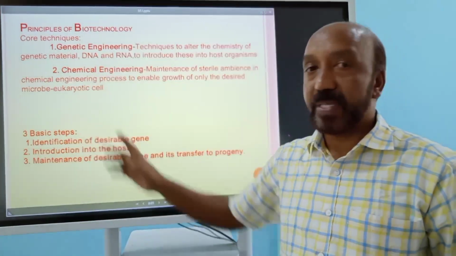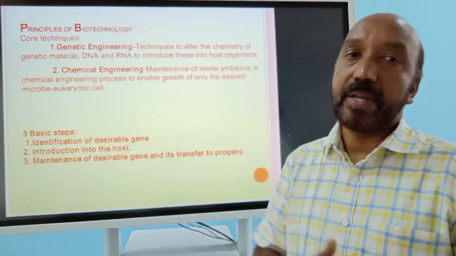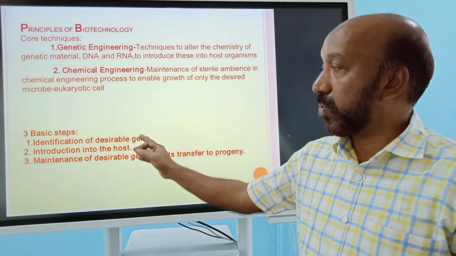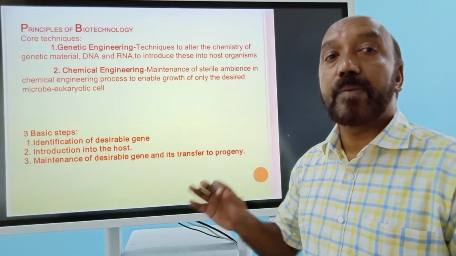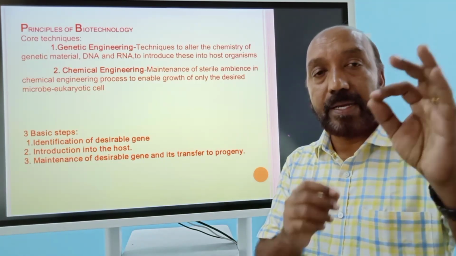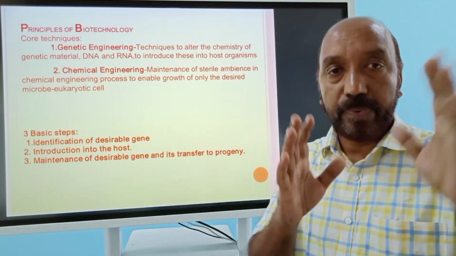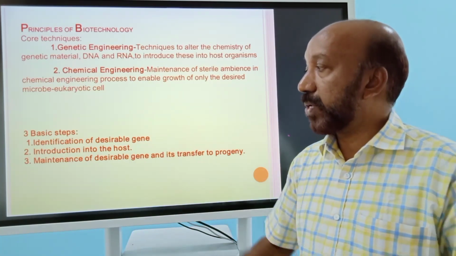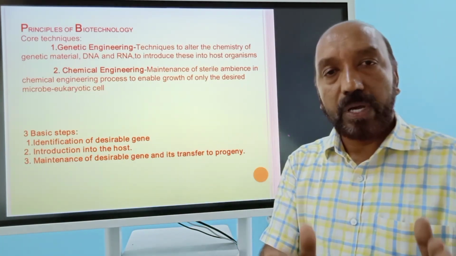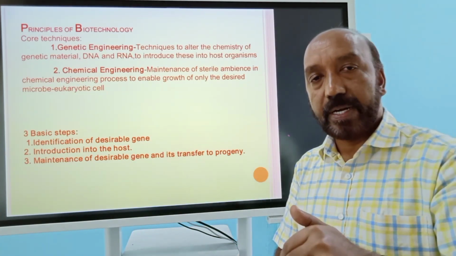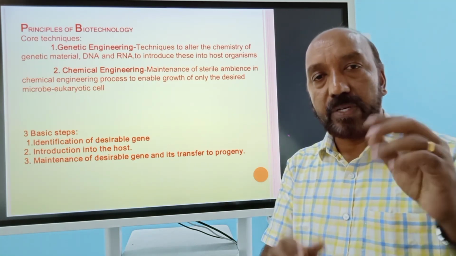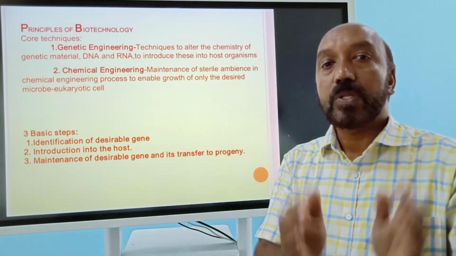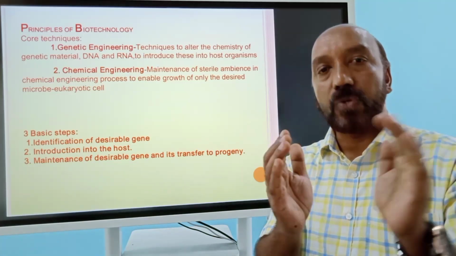Here there are three basic steps for recombinant DNA. One is identification of a desirable gene. Stanley Cohen and Herbert Boyer identified an antibiotic resistant gene from Salmonella typhimurium. The second one is introduction into the host. E. coli was the host in which they inserted the gene of interest with the plasmid. So the plasmid is a vector which carries the gene of interest.